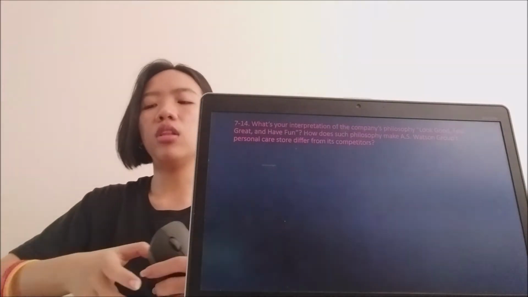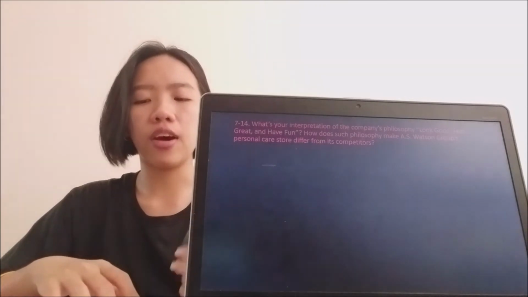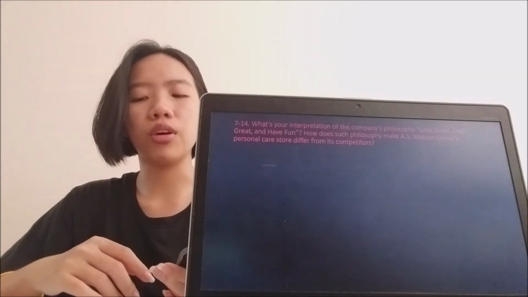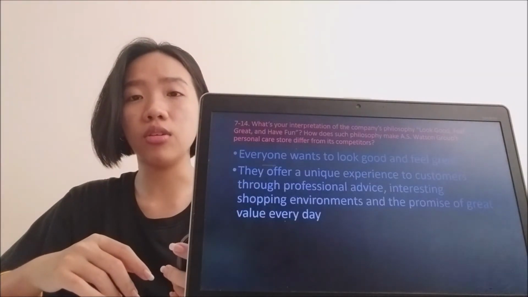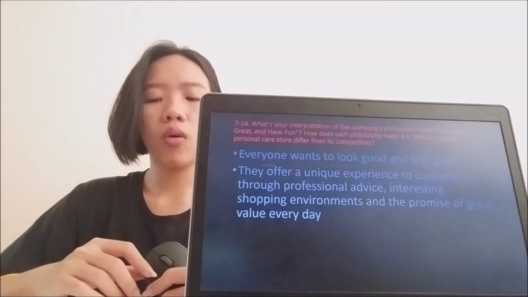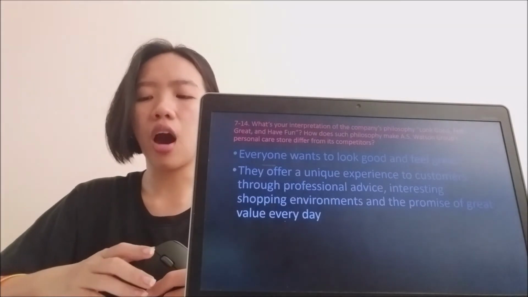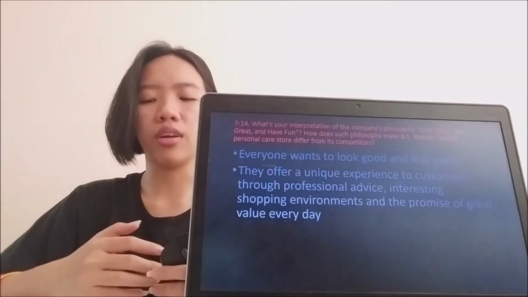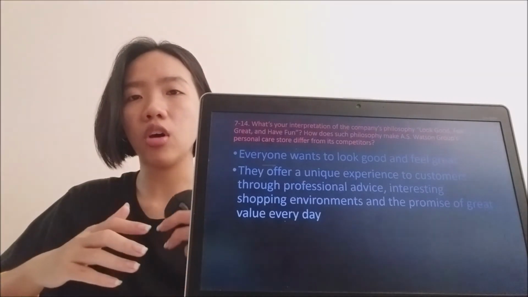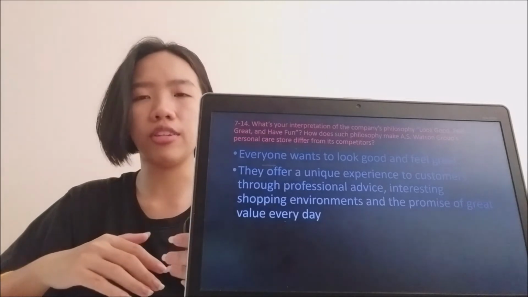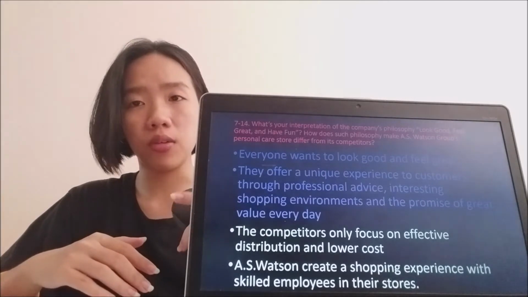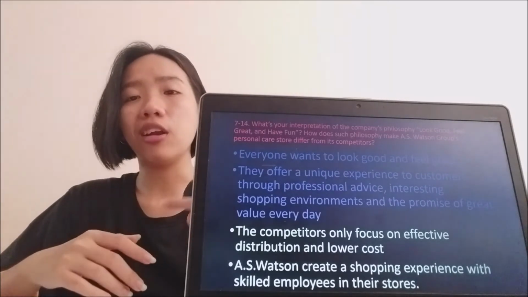About the philosophy, look good, feel great, and have fun, it's a convincing slogan to the customer because everyone wants to look good and feel great about themselves. And with this slogan, the company offers a unique shopping experience through professional advice, an interesting shopping environment, and the promise of great value every day, while the other competitors only focus on an effective distribution system or lower labor costs.